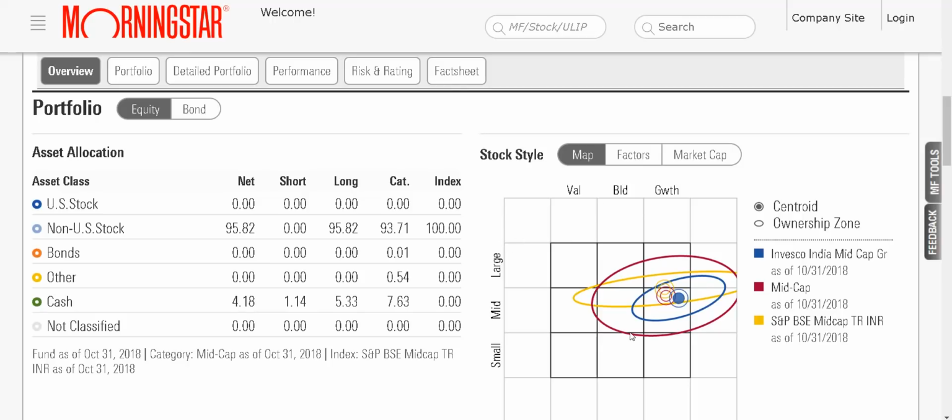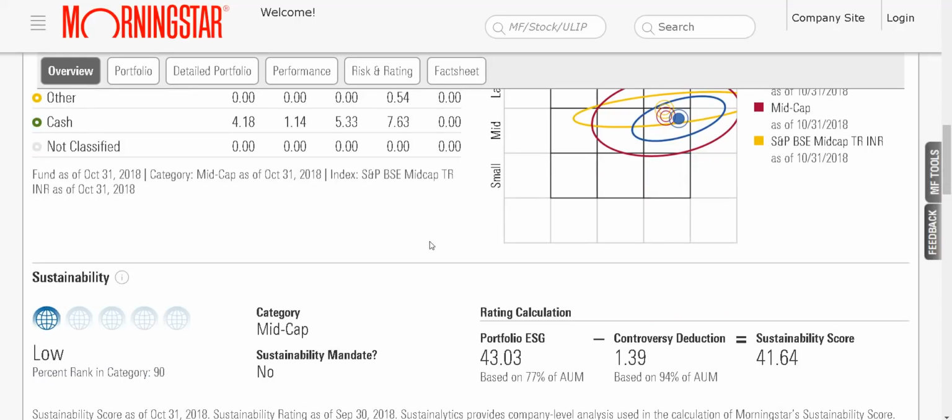The style box, unlike you see in Value Research, it's a little more detailed. It tells you exactly where the fund is in terms of small cap, mid cap, large cap, value, blend and growth, and it also gives you an overview of where all the stocks are. So it gives you a little more detail of the stock style or the style box compared to Value Research.